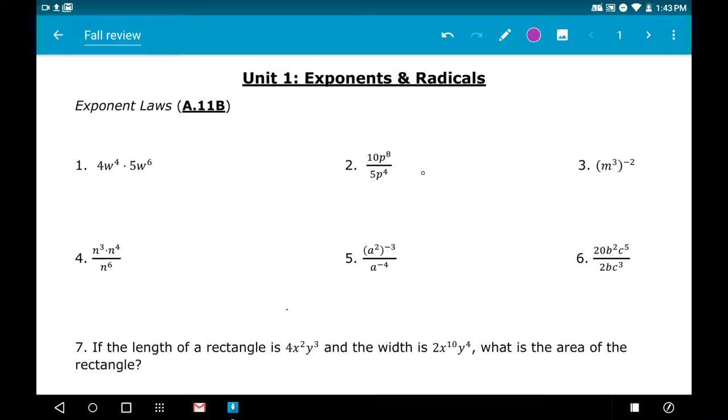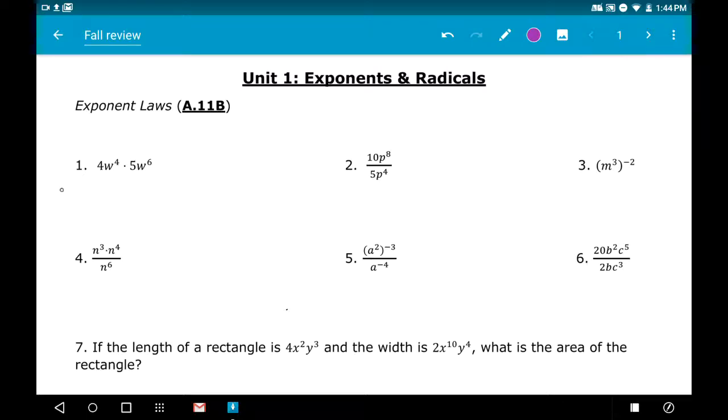For our first unit, we have exponents and radicals. So we're going to start with our exponent laws. So this first one, number 1, when we were doing exponent laws, when we had numbers, so the coefficients, we would multiply. But when we had exponents and you're multiplying them, you had to add them.